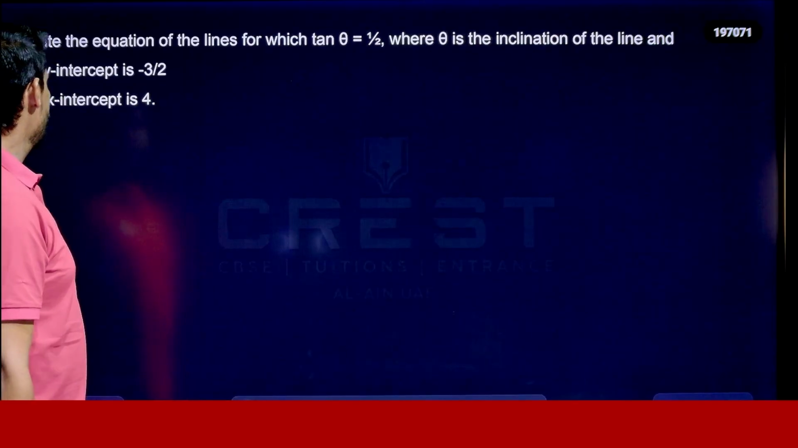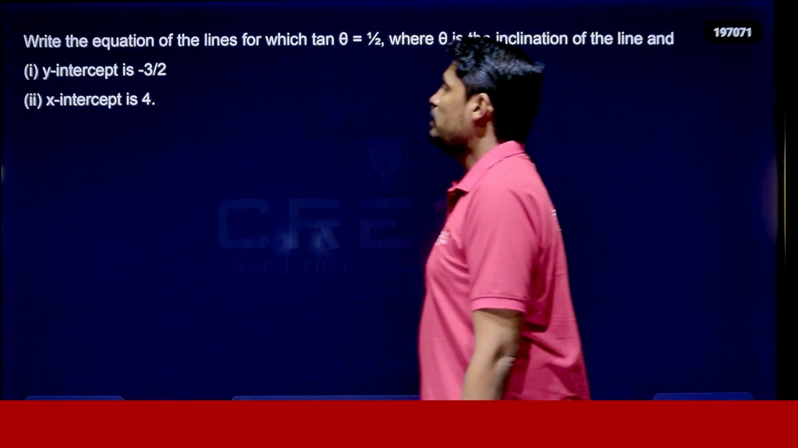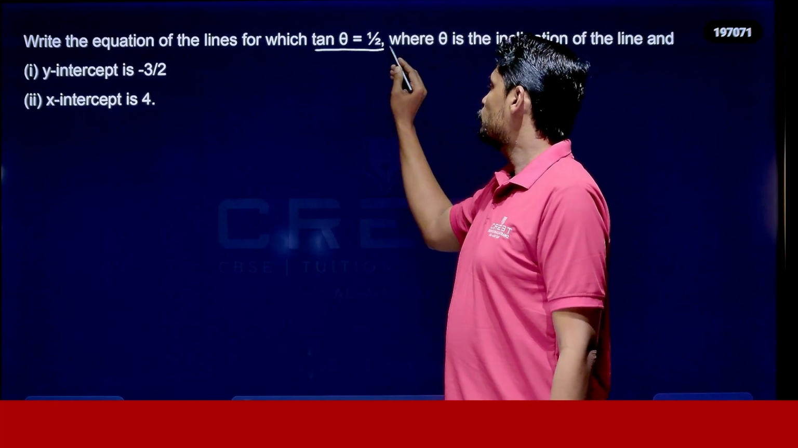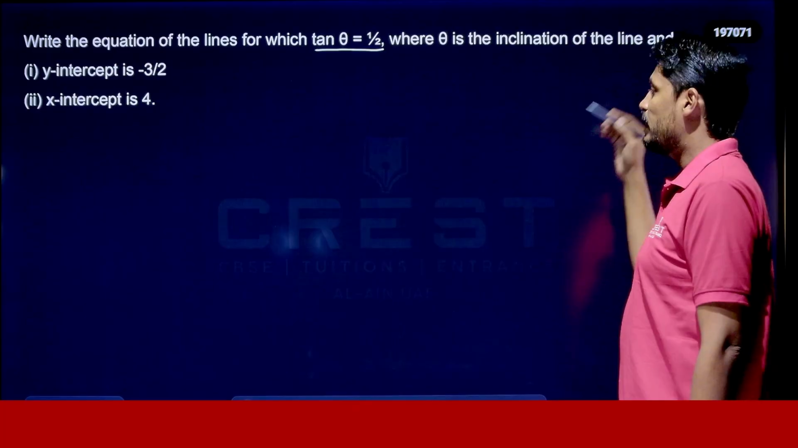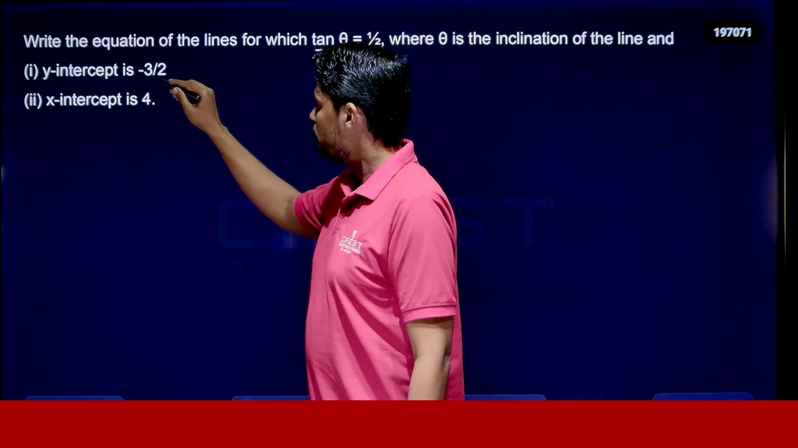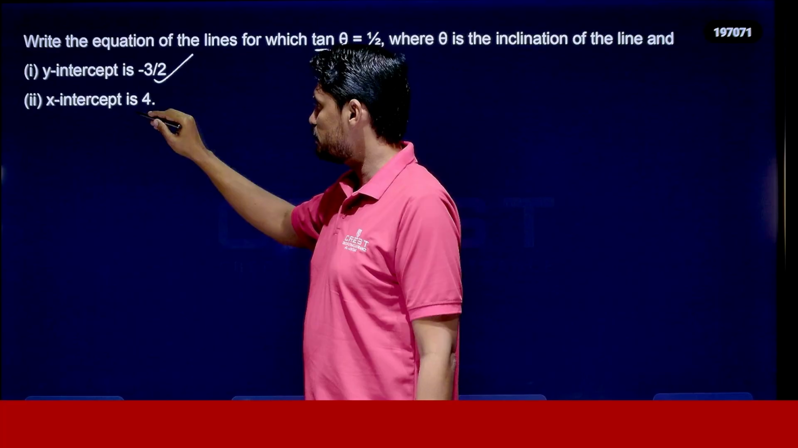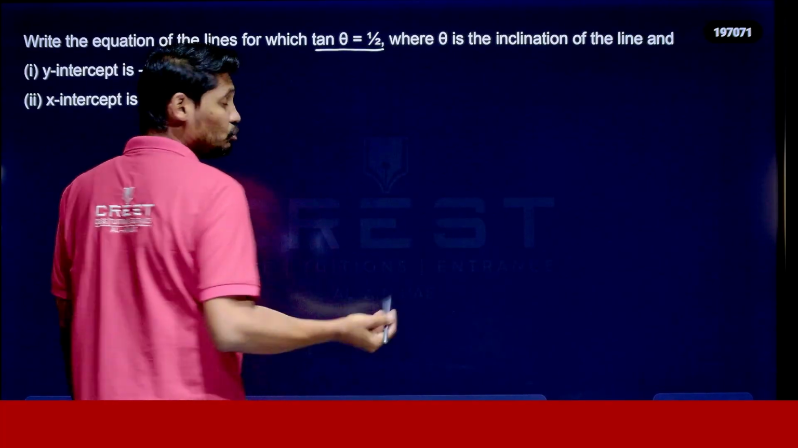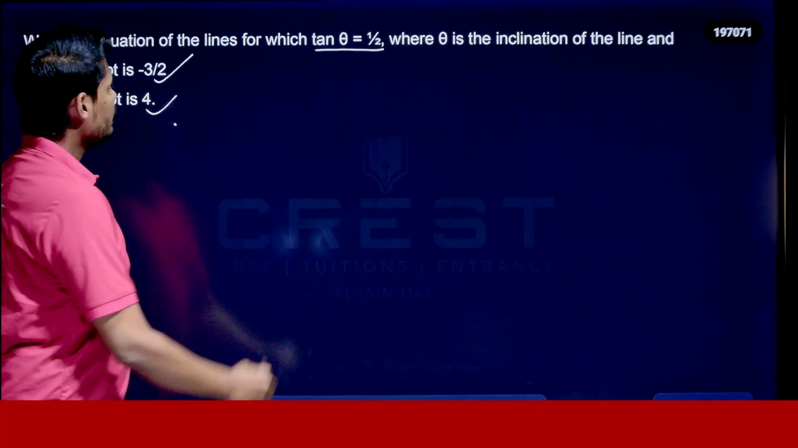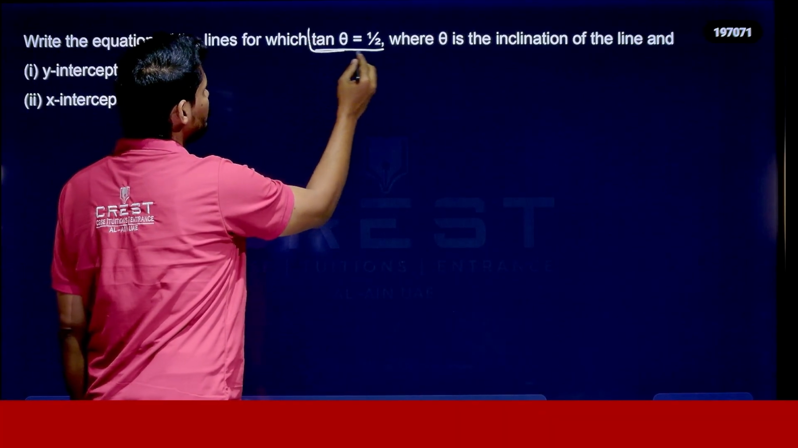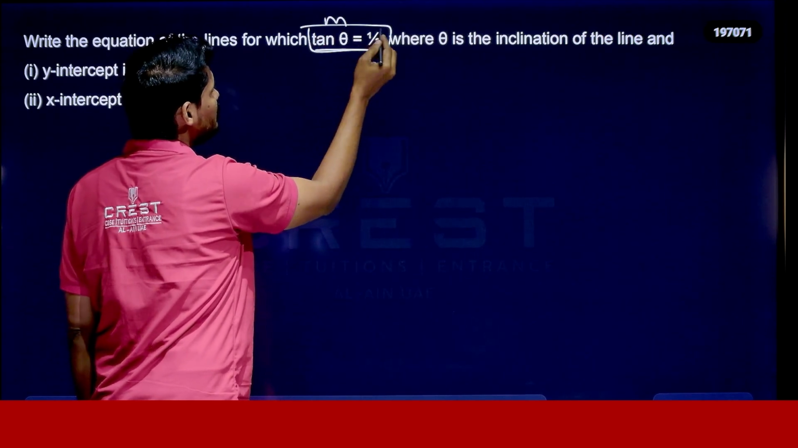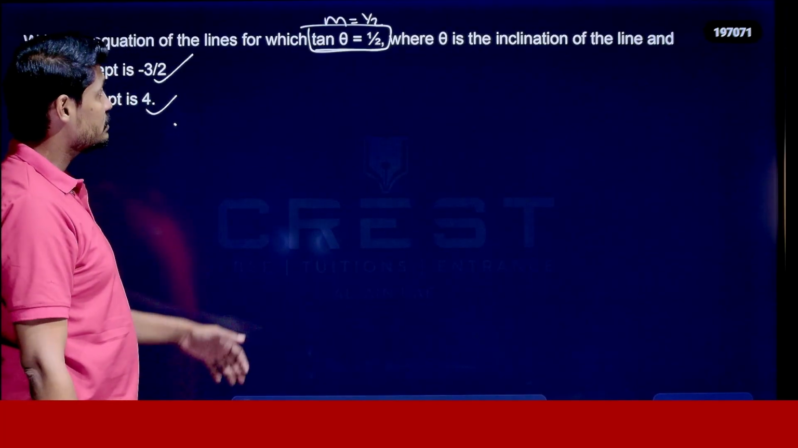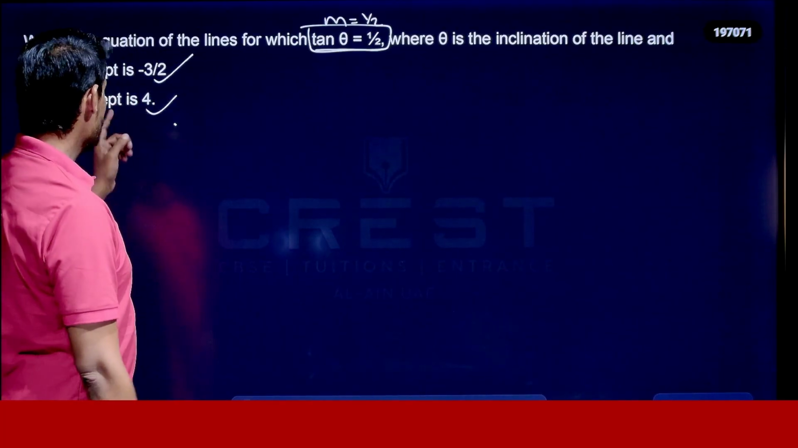Okay. Now we can have a question. Write the equation of the lines for which tan theta is 1/2, where theta is the inclination of the line, and y-intercept is given as minus 3/2, and x-intercept is given as 4. So we have to calculate this. So there are two questions. Actually tan theta is m. So m is directly given, it is 1/2, because we know that slope m equals tan theta.